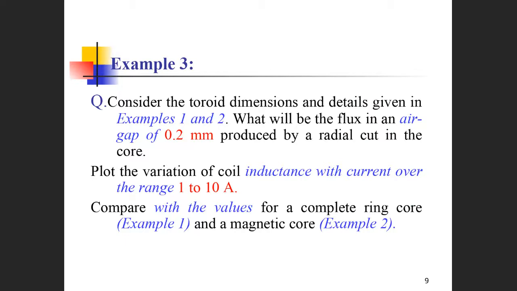So let's continue with example 2. We use the same coil. Consider the toroid dimensions and the details given in examples 1 and 2. What will be the flux in an air gap of 0.2 millimeters produced by a radial cut in the core? Plot the variation of the coil's inductance with the current over the range 1 to 10 amperes, then compare with the values for the complete ring core in examples 1 and 2.